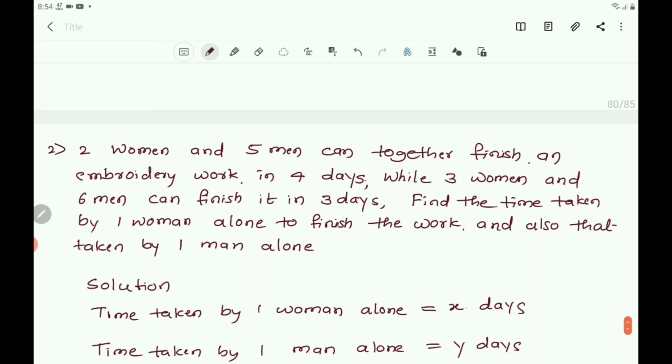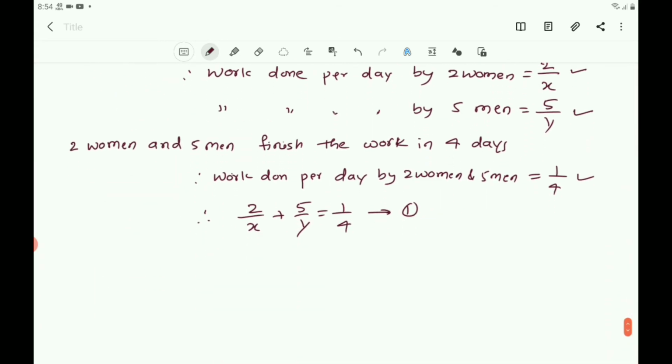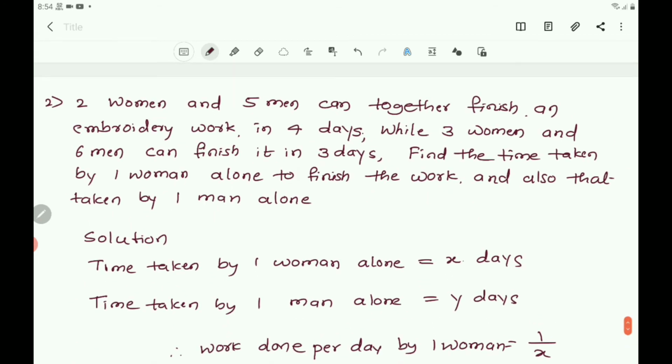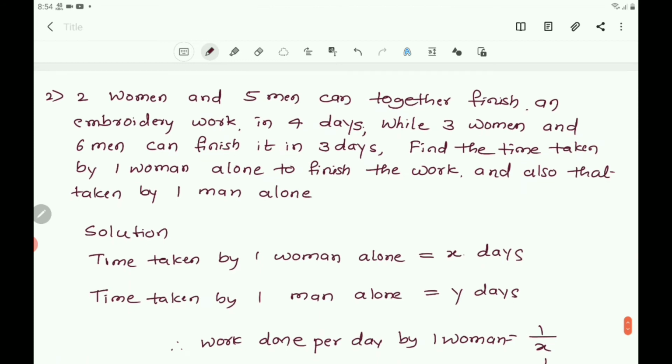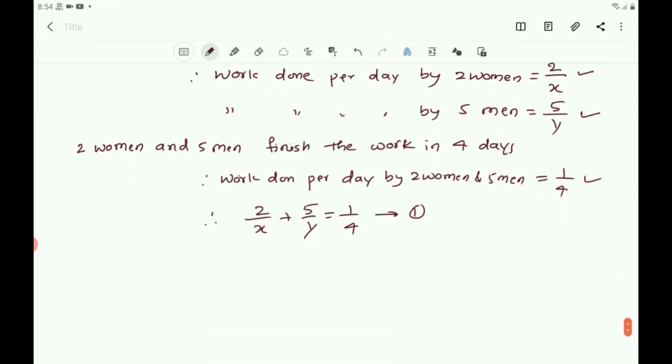Now again it is also said that 3 women and 6 men can finish it in 3 days. Similarly, how will you get the relation here? You know that, similarly, 3 by x plus 6 by y equals what? 1 by 3 we will get. Similarly, here what you will get?